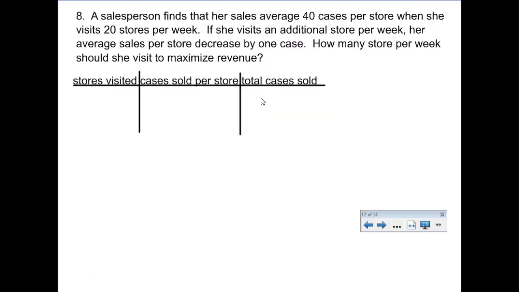A salesperson finds that her sales average 40 cases per store when she visits 20 stores per week. And then she visits an additional store per week. Her average decreases by 1 case. So, how many stores per week should she visit to maximize her revenue? So we've created this kind of chart for you, and I'd like you to get used to using this chart because it'll help you sift through all your information.